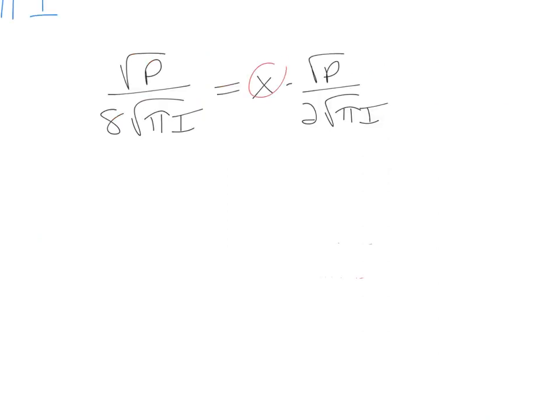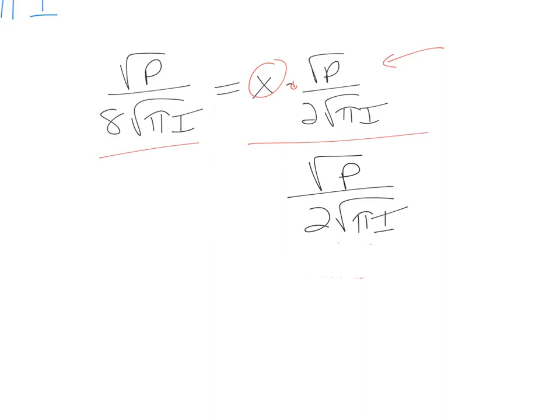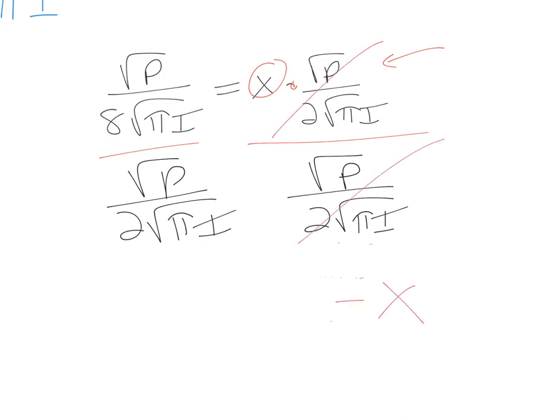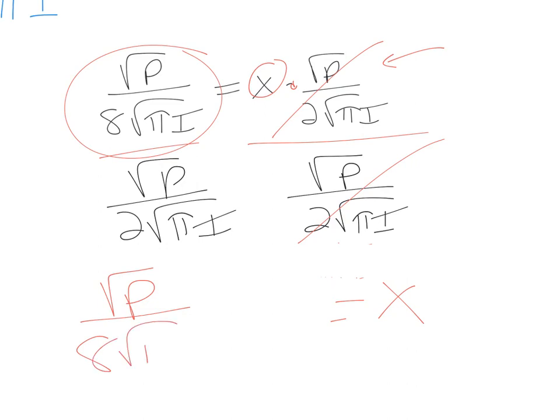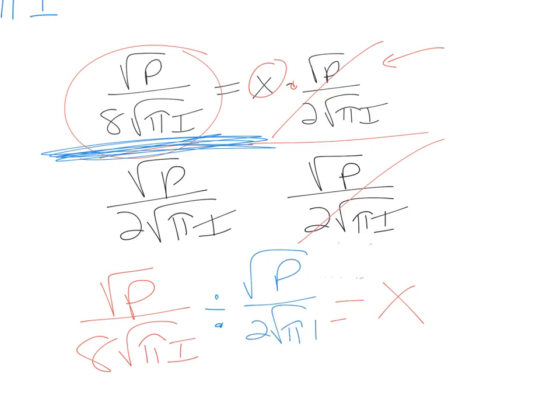So here I'm trying to solve for x, since I have x times all this stuff. I'm going to divide both sides by radical P over 2 radical pi times I. So I'll divide both sides by that expression, so that now I have x by itself, so it's going to give me a fraction. Once again, I have a complex fraction, so I'm going to take the numerator, radical P over 8 radical pi I, and as opposed to writing it as a fraction, I'm going to write it as divided by the denominator, radical P over 2 radical pi I.